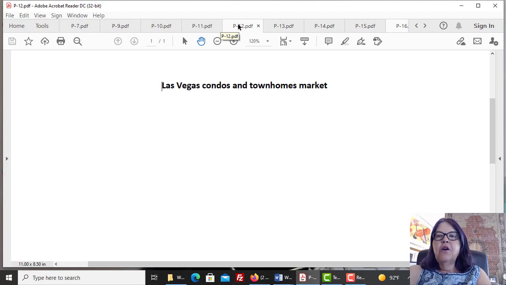Las Vegas condos and townhomes market. Available listings are just as tight when it comes to condos and townhomes. There are 630 condos and townhomes currently listed on the MLS. Of these, 396 are condo listings and 234 townhomes. 1,176 units are now under contract.